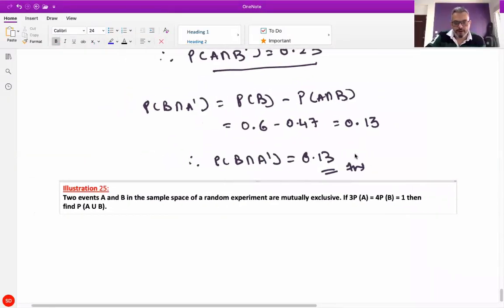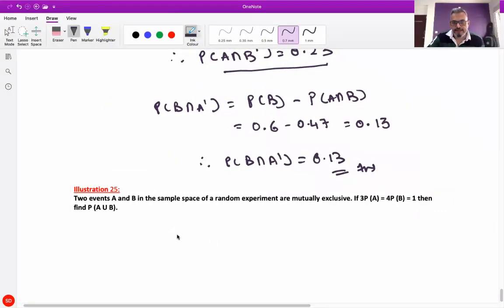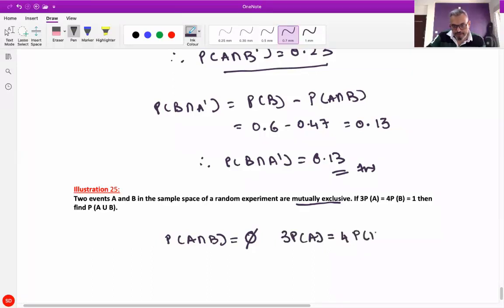Now illustration 25, it's a very simple illustration. Two events A and B in sample space of a random experiment are mutually exclusive. It means what? Probability of A intersection B is equal to null set. If 3P of A is equal to 4P of B is equal to 1. So I'll write over here 3P of A is equal to 4P of B is equal to 1. Then find P of A union B.